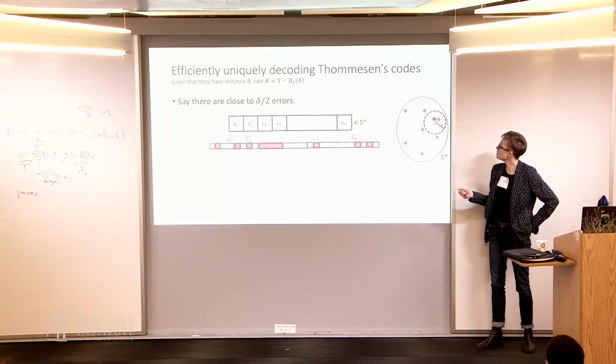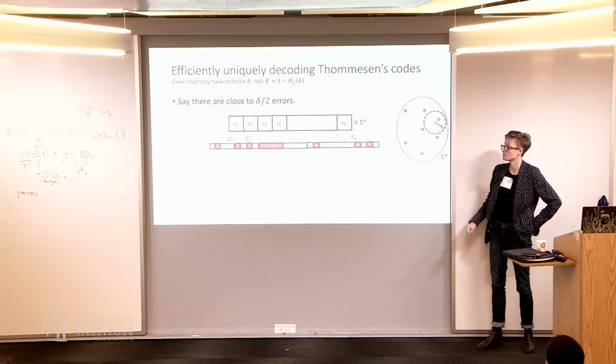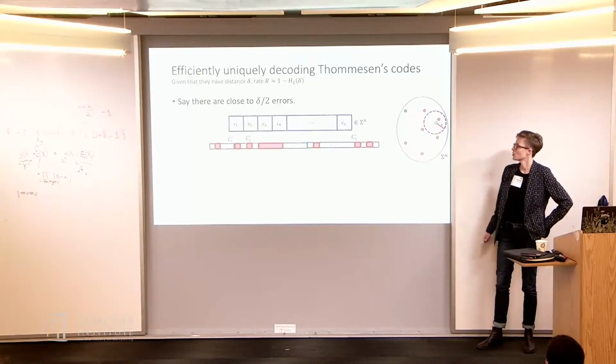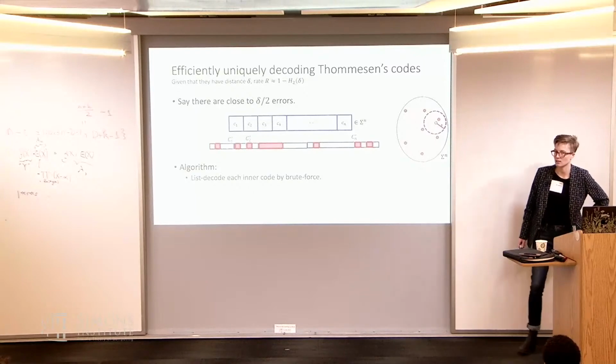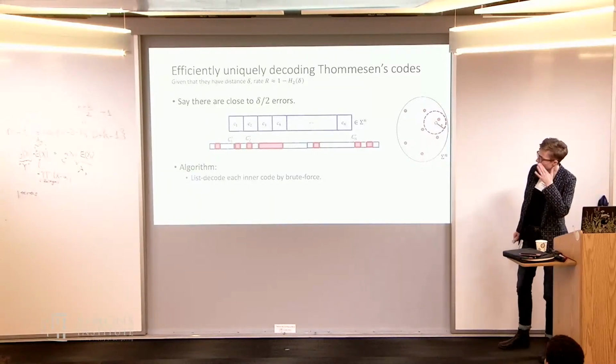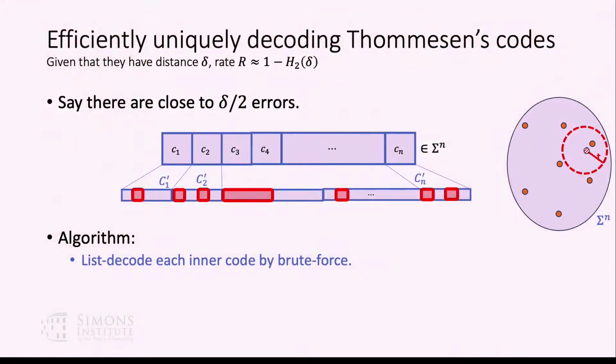And here, what that looks like is this. We know that the code combinatorially is uniquely decodable for this fraction of errors. So there is a unique codeword that is t close to the received word, and we just want to find it. So what are we going to do? Here's the algorithm. I think this is first due to Guruswami and Indyk, and has been built on since. The basic idea is to list decode each inner code by brute force. Because they are so short, and I'm a theorist, I'm going to call this efficient.